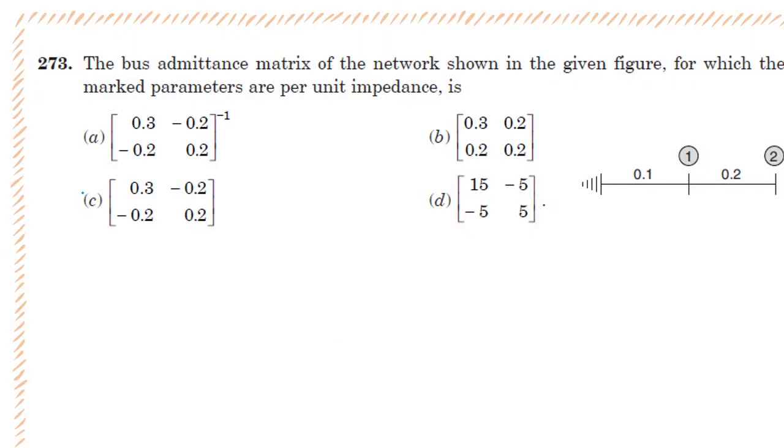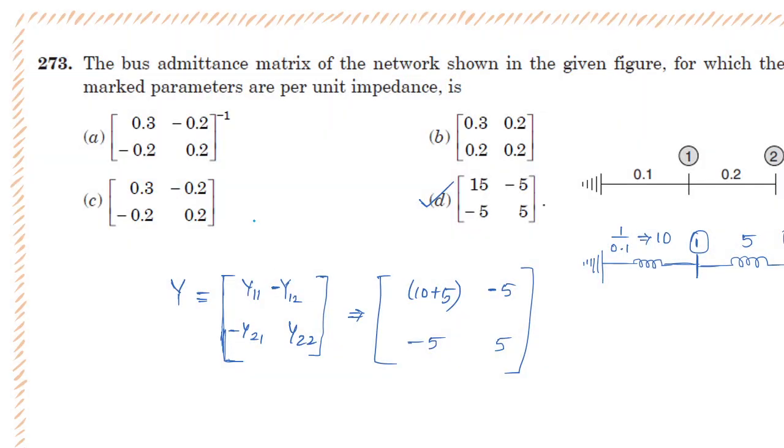Let's look at the next question, 273rd question. The bus admittance matrix of the network shown in the given figure. Okay, now here they are giving us the values of per unit impedance. So they are giving the Z value and they are asking us to find out the bus admittance matrix, right? What is bus admittance matrix? We have Y is nothing but Y11, Y12, Y21, Y22. We know how to write these things, right? We have already seen that.